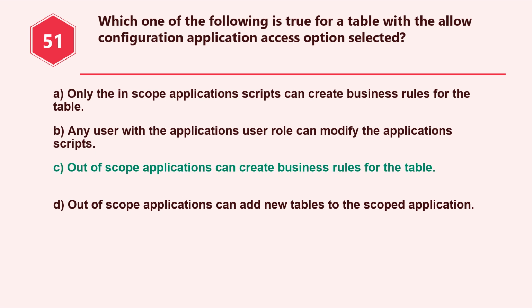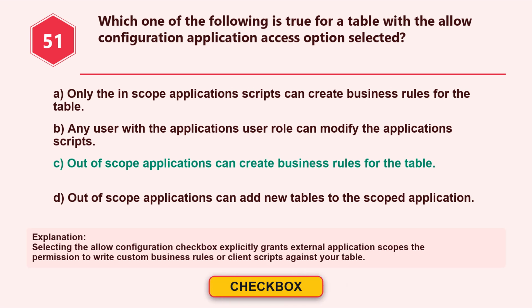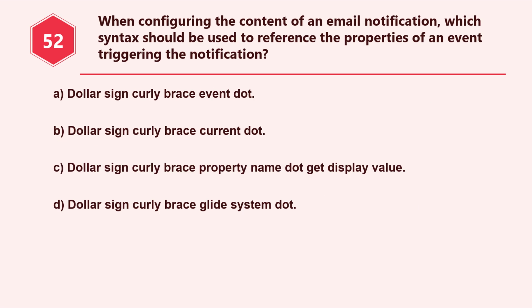The correct answer is option C. Out-of-scope applications can create business rules for the table. Selecting the Allow Configuration checkbox explicitly grants external application scopes the permission to write custom business rules or client scripts against your table.